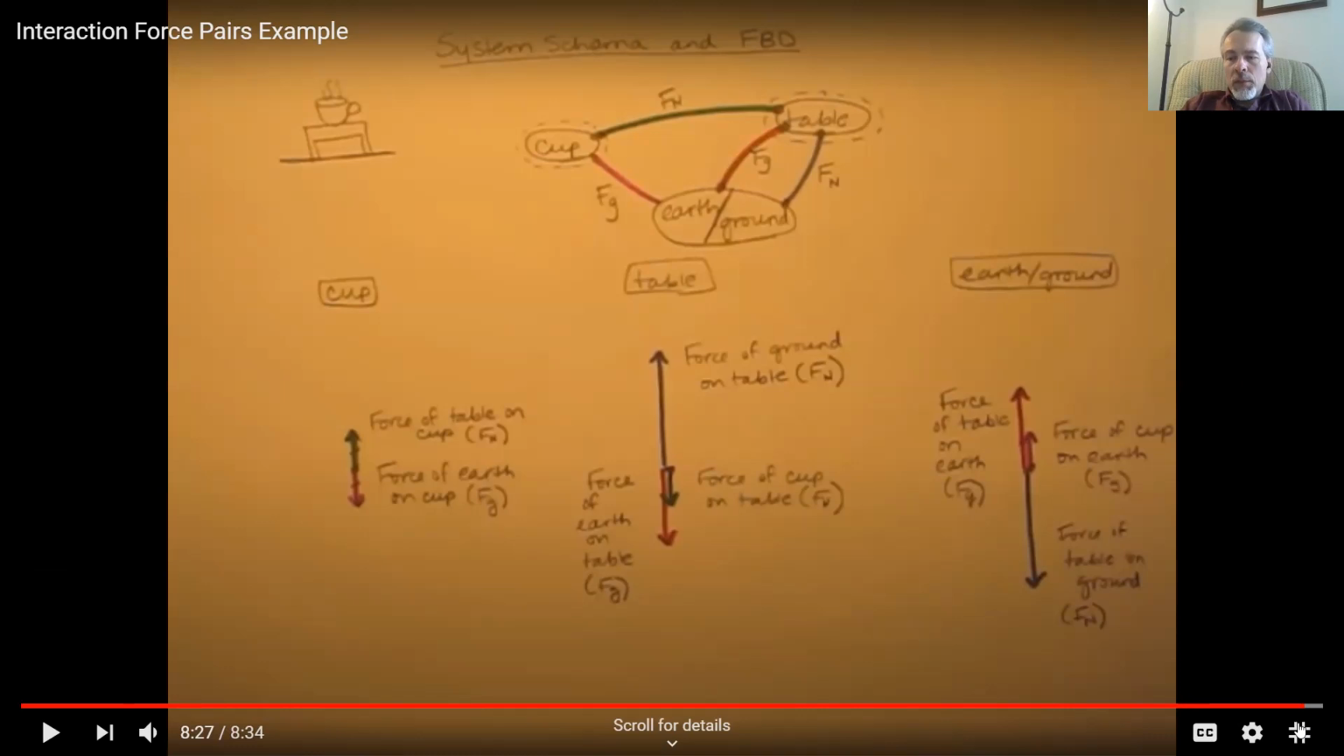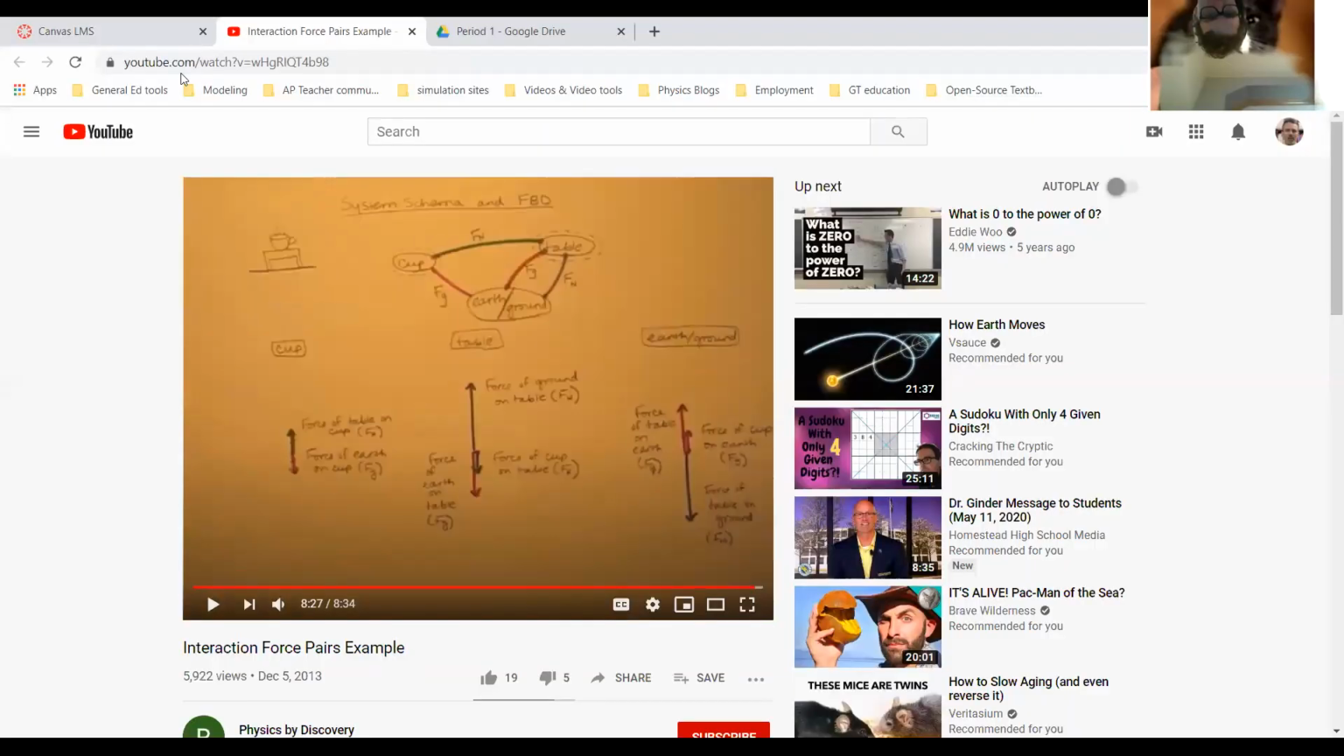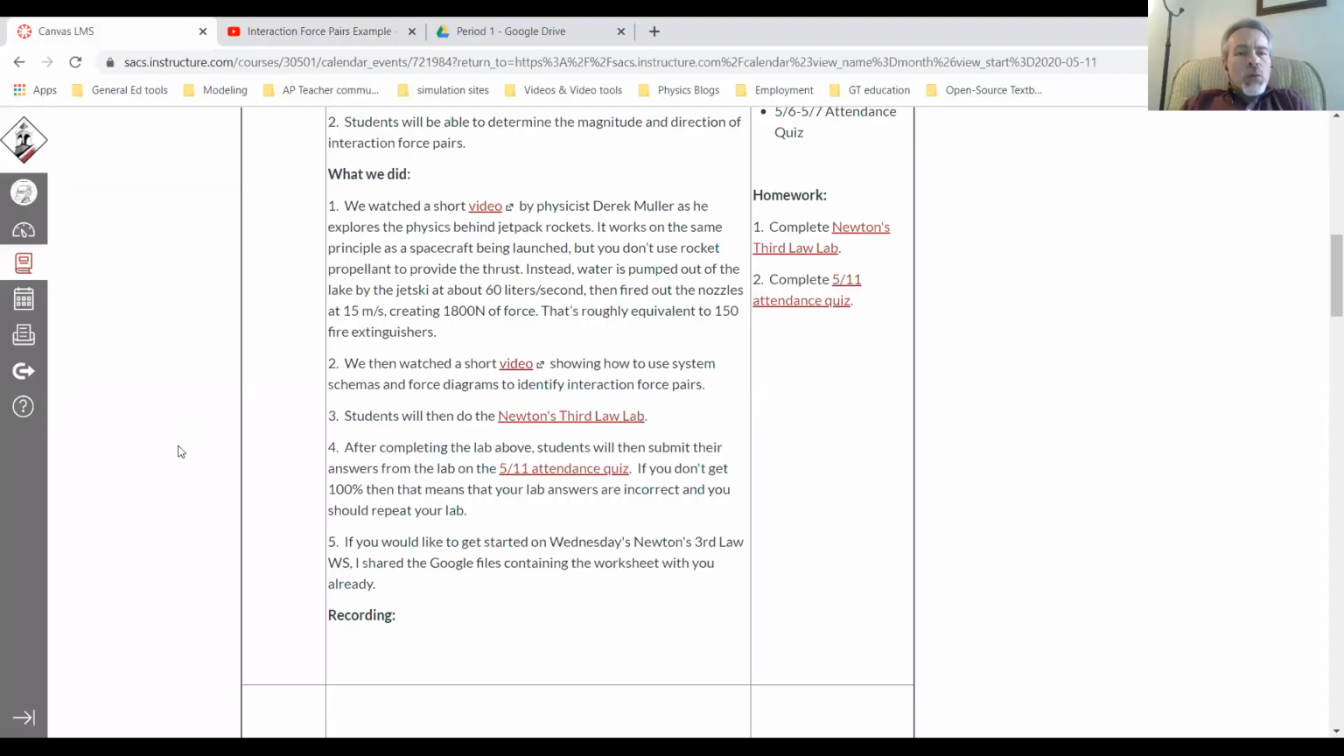Okay, so let me stop sharing that then. All right, so now going to the lab. So again, what we're looking at in Newton's third law is that forces always occur in pairs. They act in the opposite direction on two different things, and therefore they don't cancel. Sometimes they don't give you the same effect.